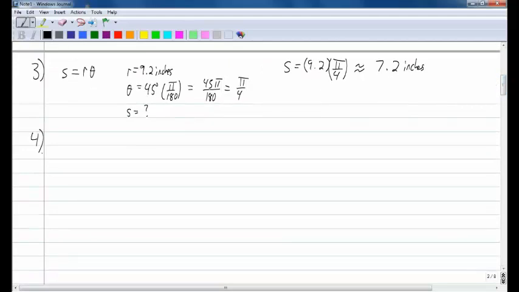Number 4. Convert the angle in degrees to radians. Express the answer as a multiple of pi. 60 degrees. So to convert that to radians, you multiply by pi over 180. That's 60 pi over 180. Reduce that. You get pi over 3.